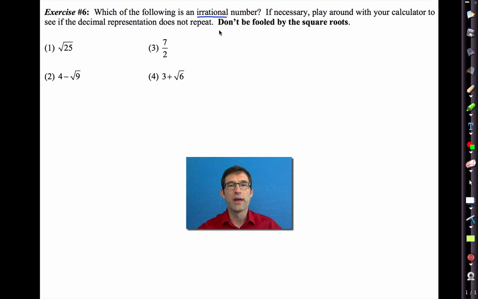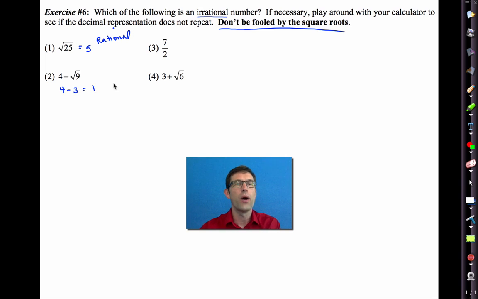See, the reason that I put in, not that this would show up on a standardized exam, but the reason I put in "don't be fooled by the square roots" is that a lot of students will learn, oh, the square root of a number, oh, that's irrational. Well, but number one, the square root of 25 is 5. That's a rational number. Then some students will really be good about studying and they'll learn that when you add a number without a square root to a number with a square root, it's irrational. Well, not number 2. Square root of 9 is 3, so that thing's just equal to 1, and that's also a rational number.